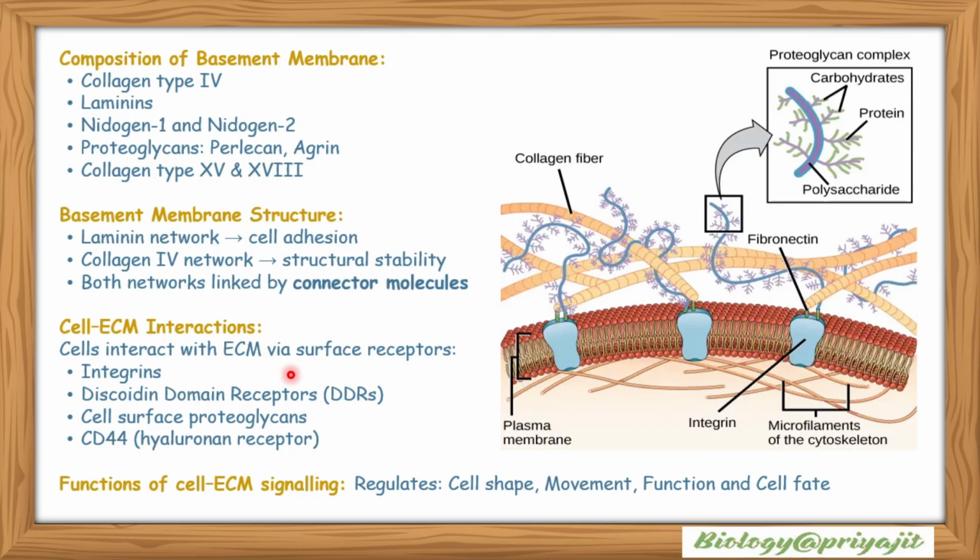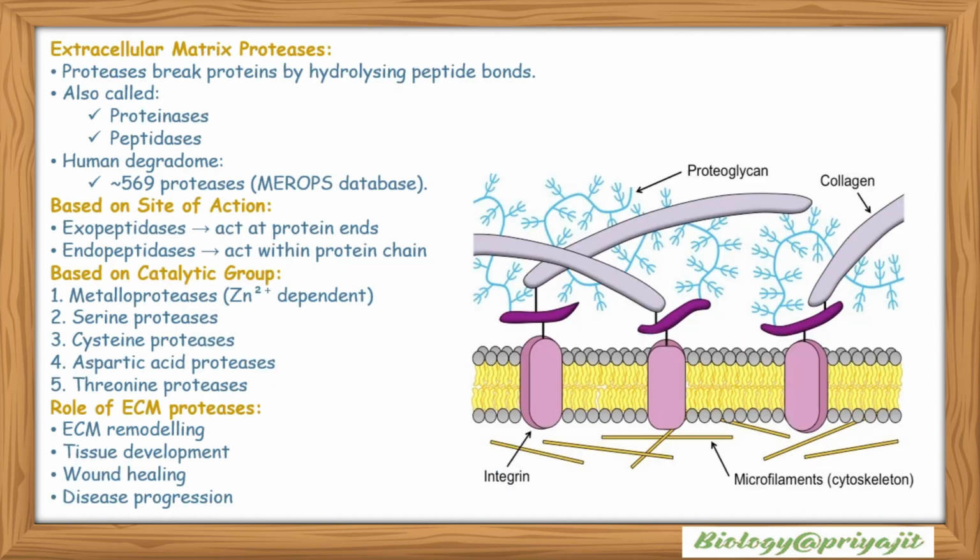Cells always interact with the ECM via surface receptor proteins like integrins, discoidin domain receptors or DDRs, cell surface proteoglycans, and CD44, that is the hyaluronan receptor. Functions of cell-ECM signaling: they regulate cell shape, cellular movement, cellular function, and cell fate.